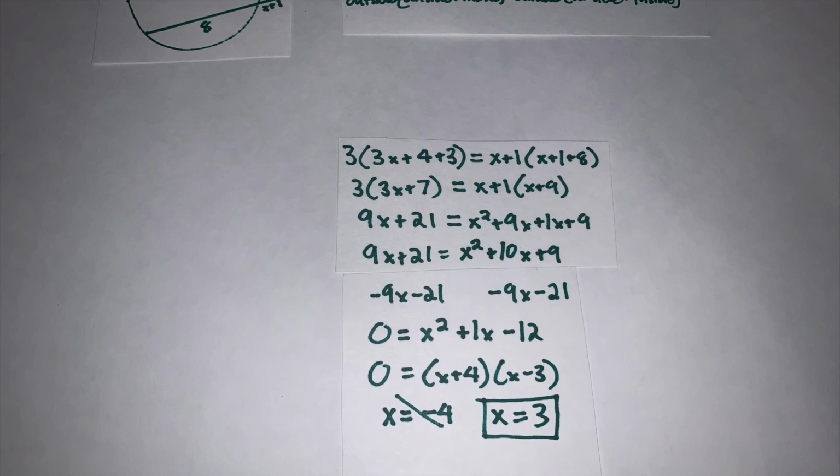So we're dealing with a quadratic here. Then you subtract 9x and 21 from the left side of the equation and from the right side of the equation. That leaves you with 0 is equal to x squared plus 1x minus 12. The factors of that are 4 and 3, or 4 and negative 3, I'm sorry. Then your answers are x equals negative 4, which won't work because we can't have a negative length here, and x equals 3, which is going to be our answer.